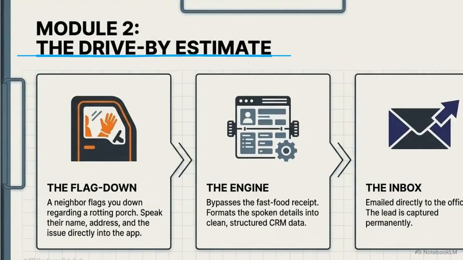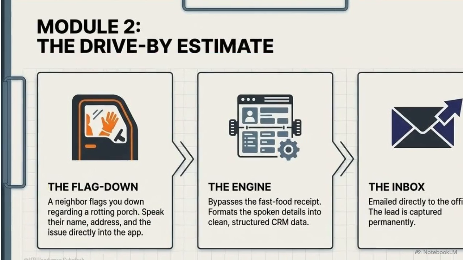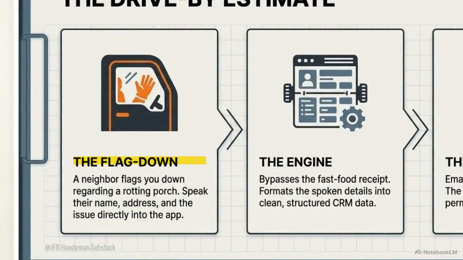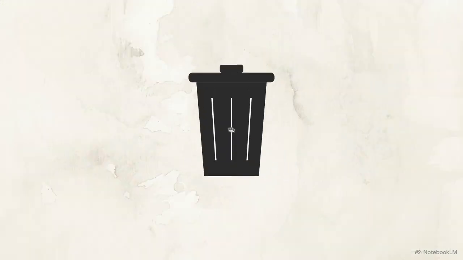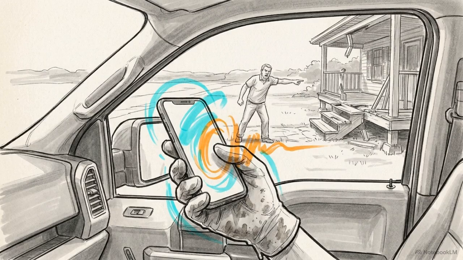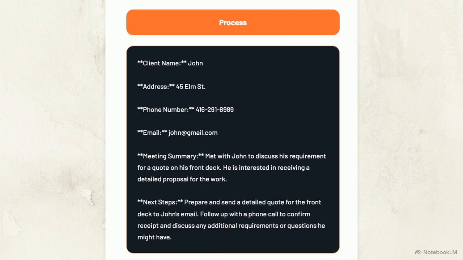This is for the spontaneous moments, like when a neighbor flags you down to ask about a rotting porch or a quick exterior repair. Instead of reaching for a scrap of paper, you dictate the lead's name, address, and phone number directly into the app, along with a quick summary of the problem. The engine transforms that audio into formatted data.